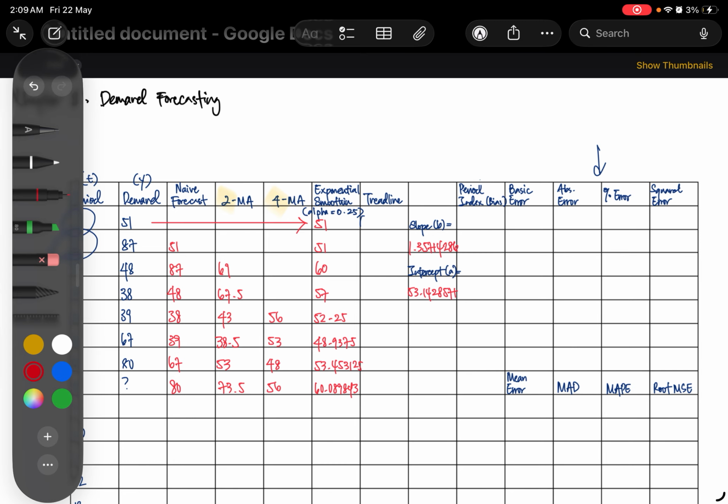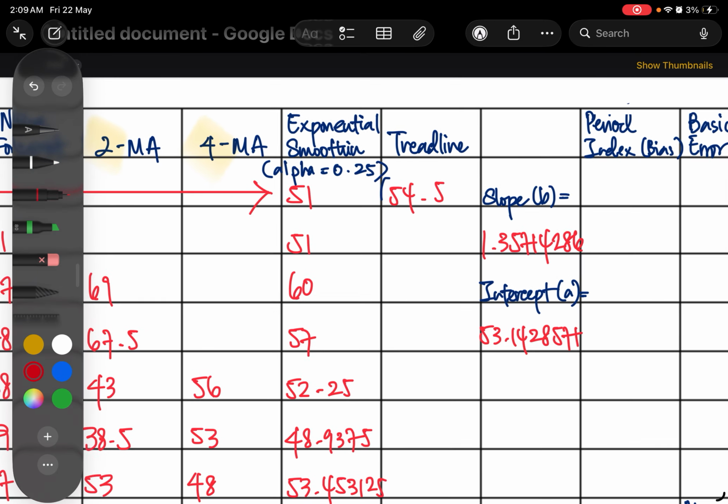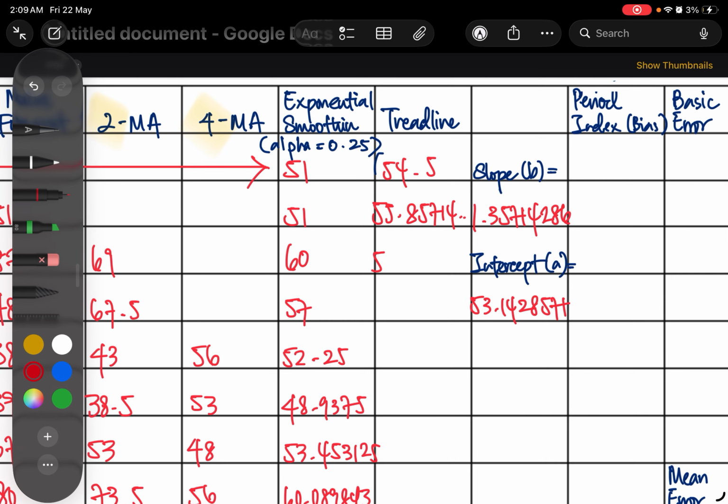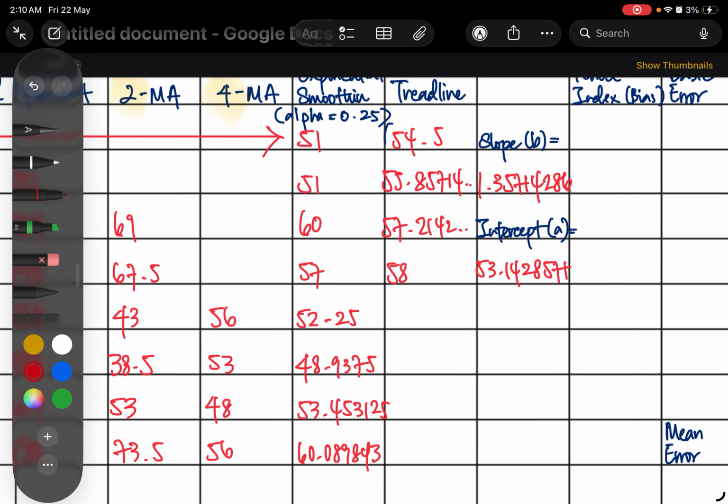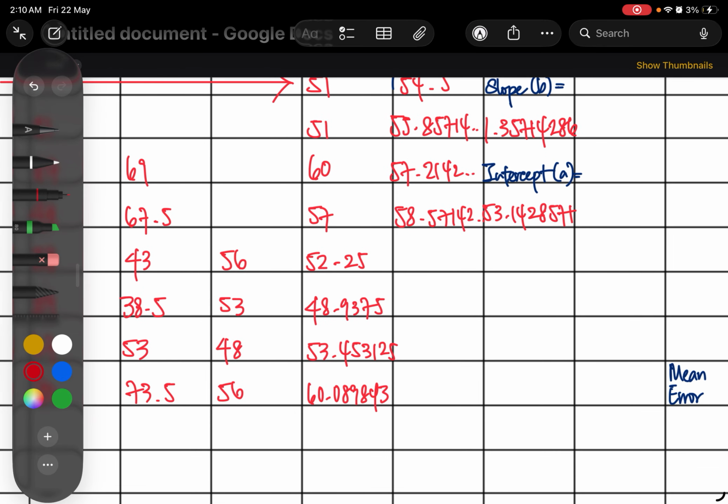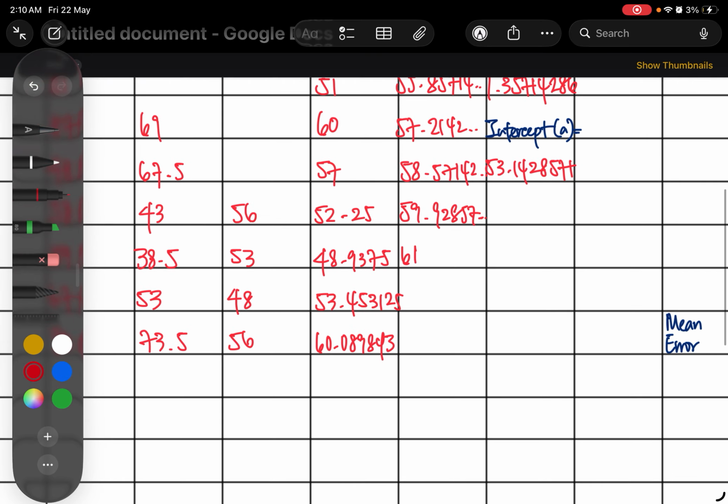So the answer for trend line is 54.5, like the other one, 55.85714, sorry, no space, 57.2142, and then 58.57142, then 59.92857, then 61, no space, 62.64285.